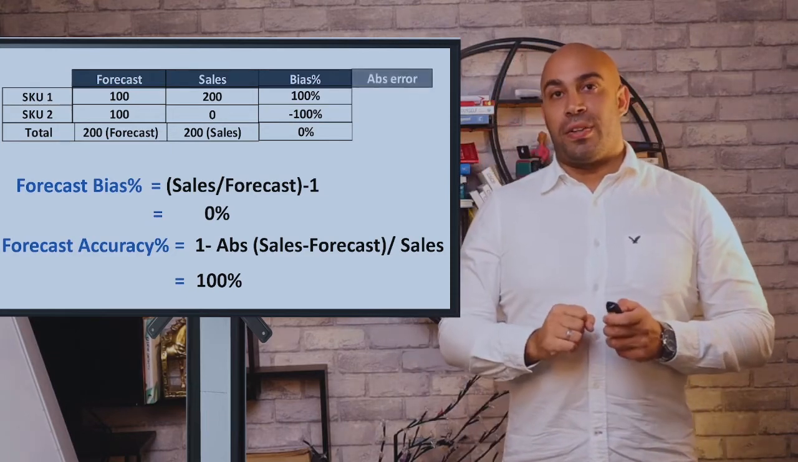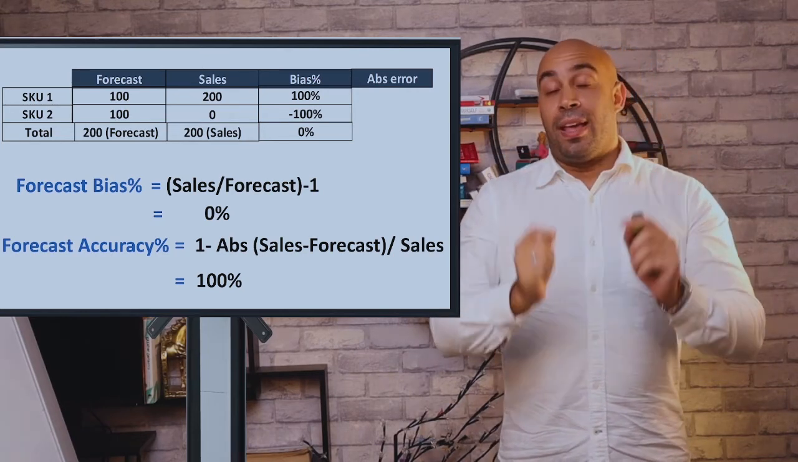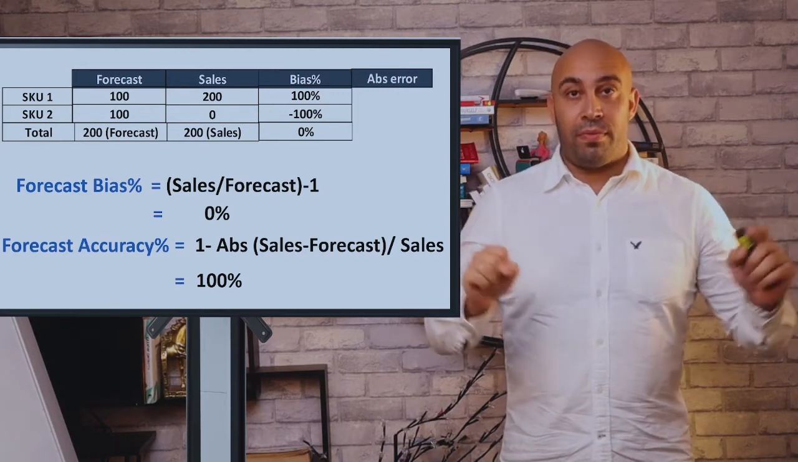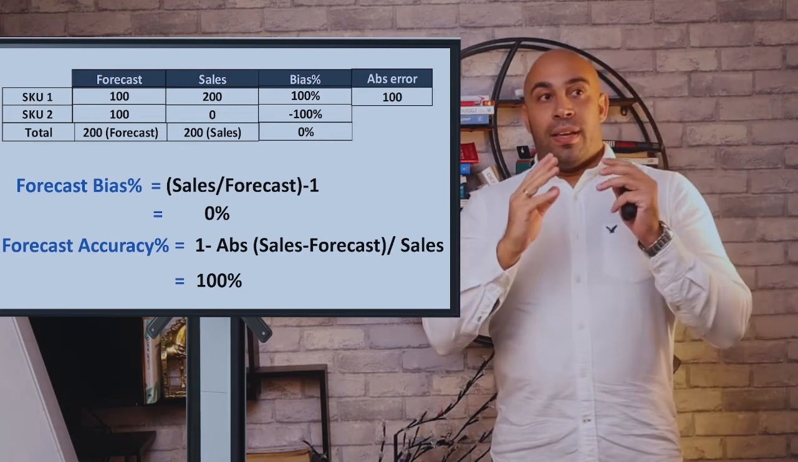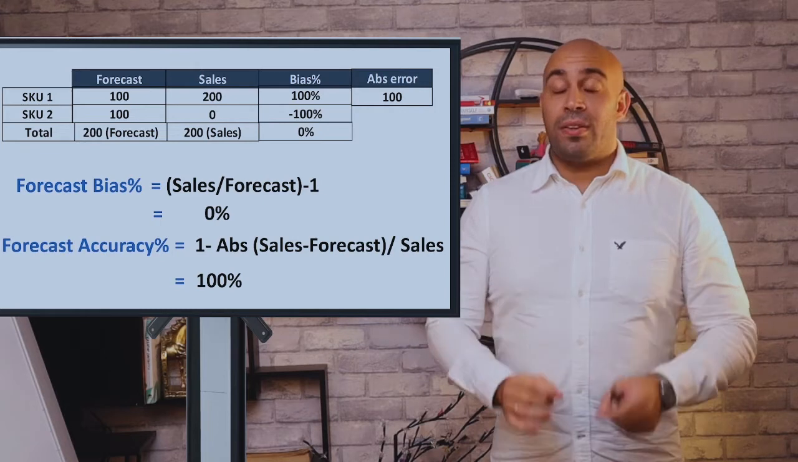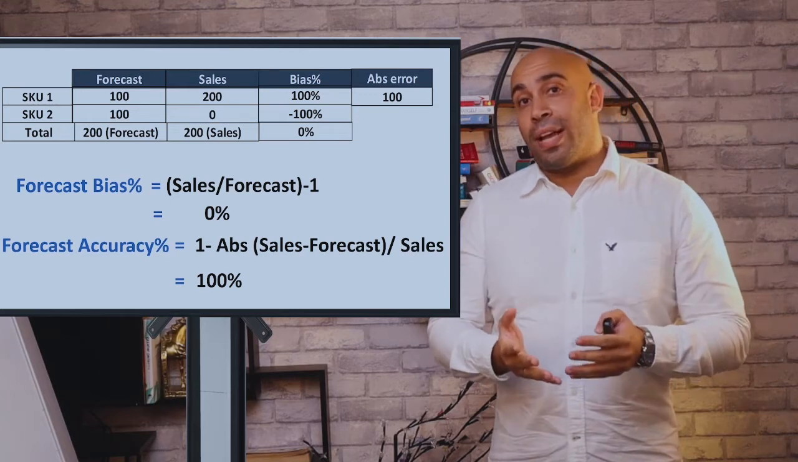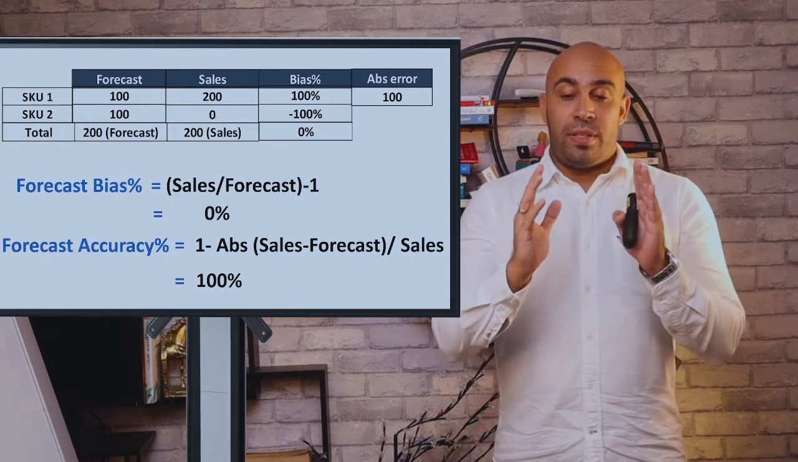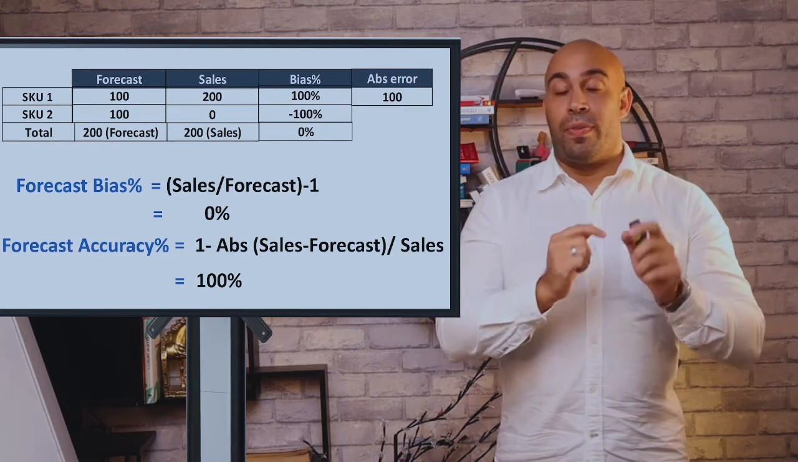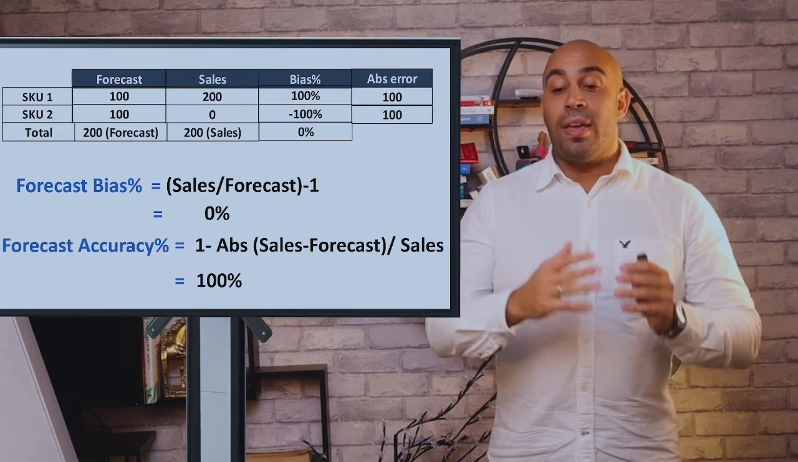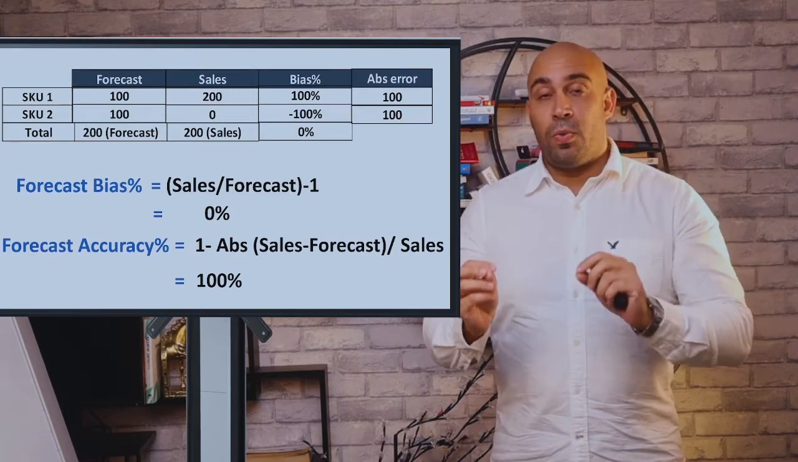When it comes to forecast accuracy, I will calculate the absolute error at each SKU. And if you remember, when we looked at it from the total perspective, it was 100% forecast accuracy. But here is the difference. When we look at a category level, our forecast accuracy should calculate the absolute error at SKU level, not at the total level. In our case here for SKU1, our absolute error, which is the absolute error between forecast and sales, will be 100, because 200 minus 100. And for SKU2, it will also be 100, because it will be the absolute error between sales and forecast, which was 0 and 100.